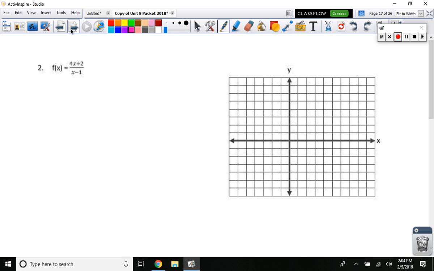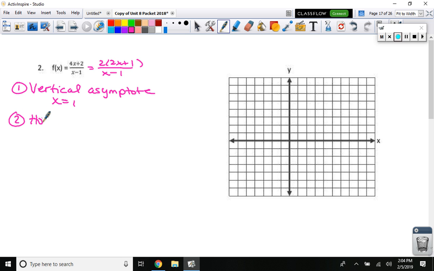Let's try one more real quick. You want to graph this one. What things can we find quickly? Undefined. Vertical asymptote, right? And I know I could factor the top of this, it would be 2 times 2x plus 1, but is anything still going to cancel out if I factor? No, so I know it's an asymptote, not a point of discontinuity. Okay, so x equals 1.